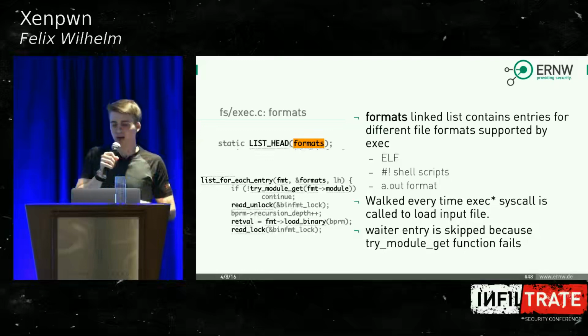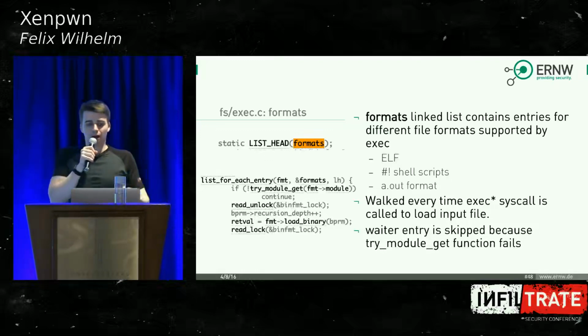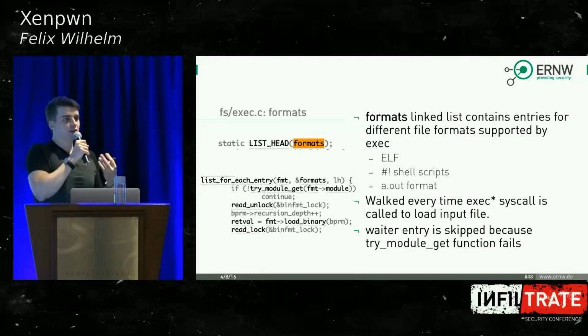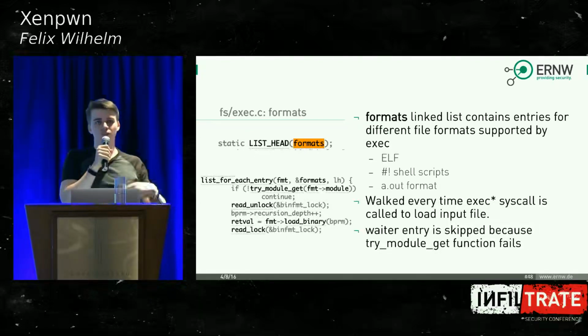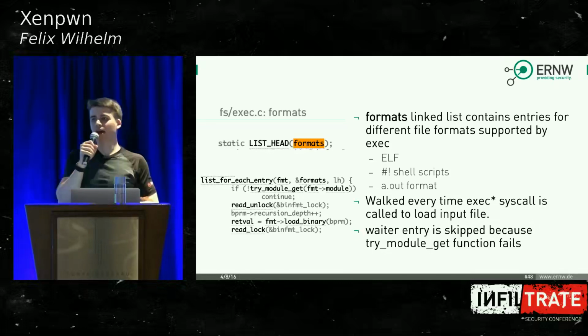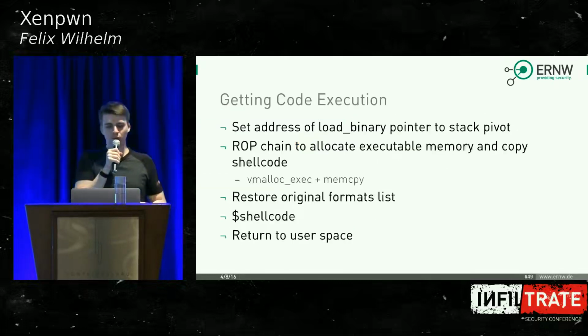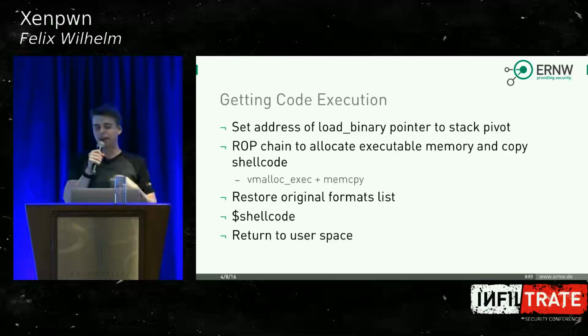The good thing is that for our data entry, the try_module_get function fails, so this function pointer is never dereferenced. Instead, we have a fail in the try_module_get function, and it simply walks to the next entry, which is completely under our own control. And then getting code execution out of that is quite trivial.